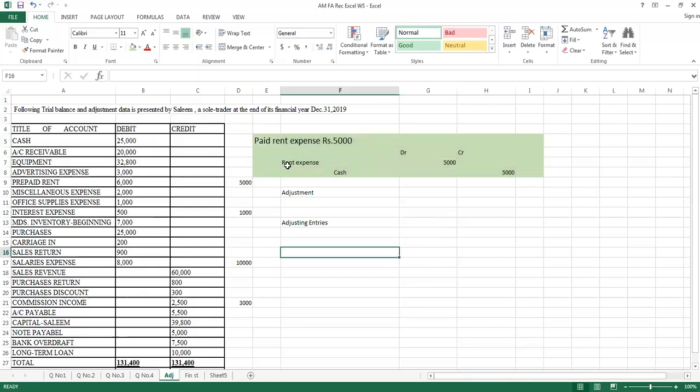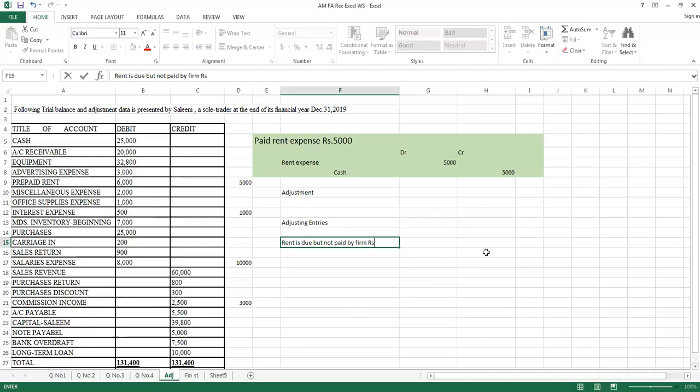I say that you paid rent expense 5,000 and I ask you to prepare the entry. The entry was quite easy for you to prepare, as you can see: rent expense debit and cash credit. But suppose at the end of the year, I give you this information that rent is due but not paid by firm.